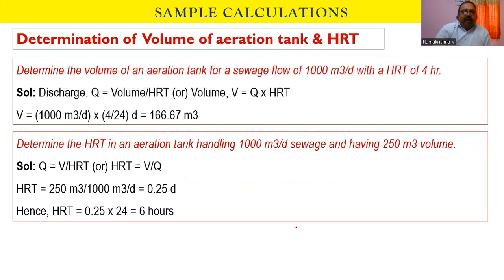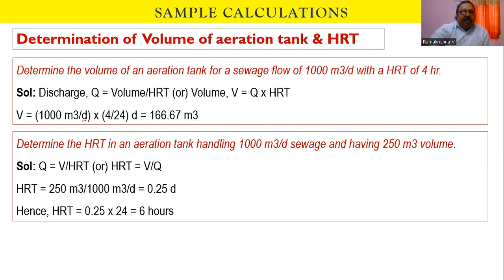Now another calculation is how to determine the volume of an aeration tank and also how to determine the HRT, hydraulic retention time. Determine the volume of an aeration tank for a sewage flow of 1000 meter cube per day with an HRT of 4 hours. What we know is discharge is equal to volume divided by time, which here is nothing but HRT. So the volume is equal to discharge multiplied by HRT. The volume is equal to discharge, 1000 meter cube per day, into 4 hours.